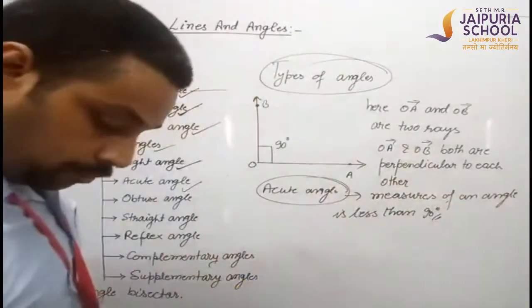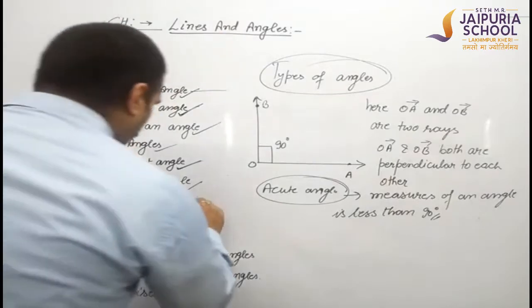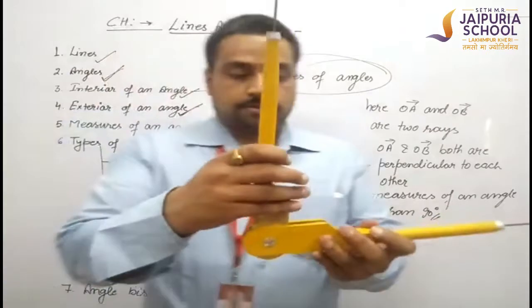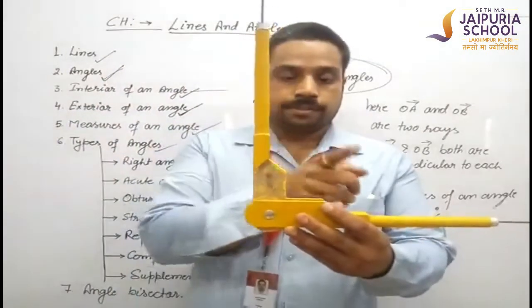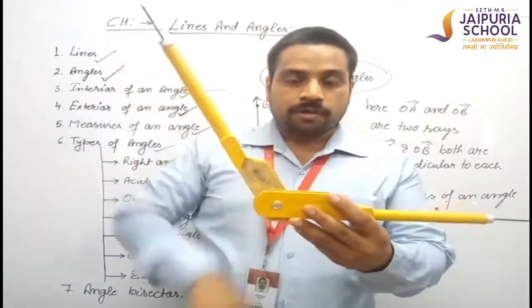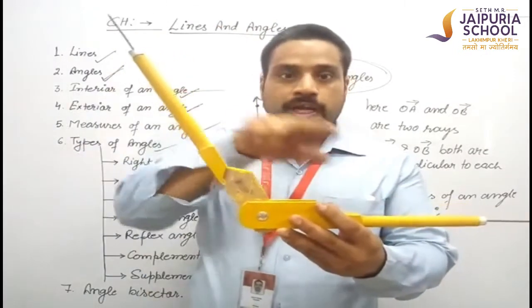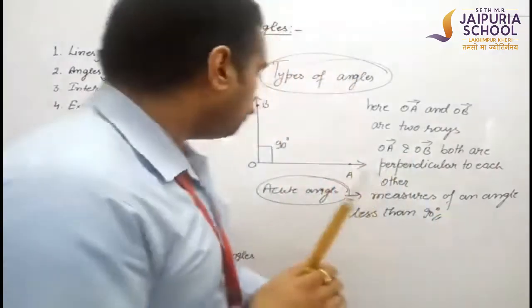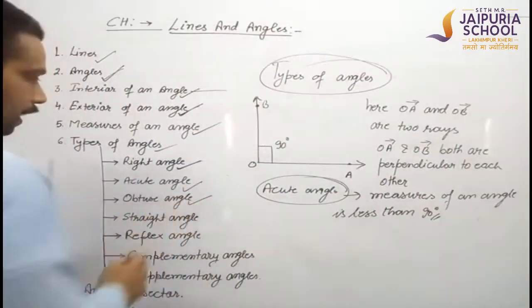And now I am going to explain to you about the obtuse angle. So what is obtuse angle? Now see, once again here, this is 90 degree and I am going to bend this one. So what happened? This angle is more than 90 degrees. So this is going to be obtuse angle.